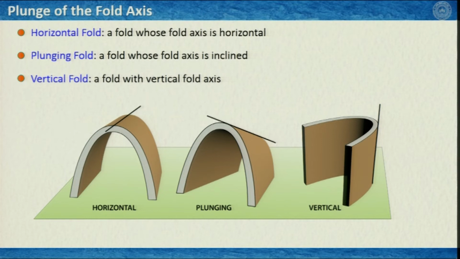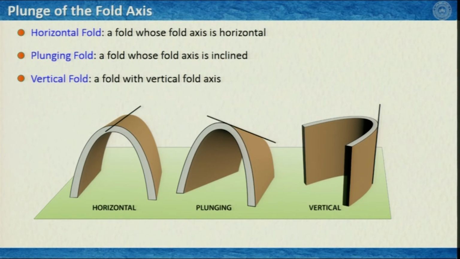And in this section, we have three different types of folds. One is horizontal fold, another is plunging fold, and third one is vertical fold. A fold is horizontal if the fold axis is horizontal, that means it does not have any plunge. So, plunge is close to 0.